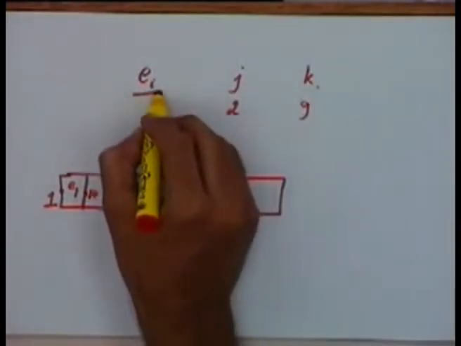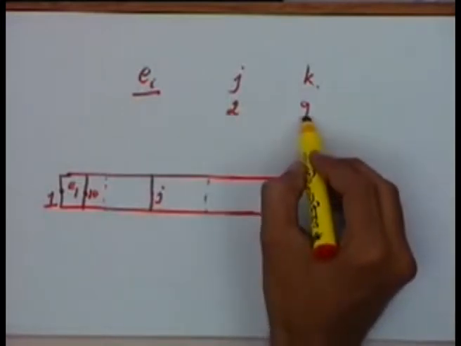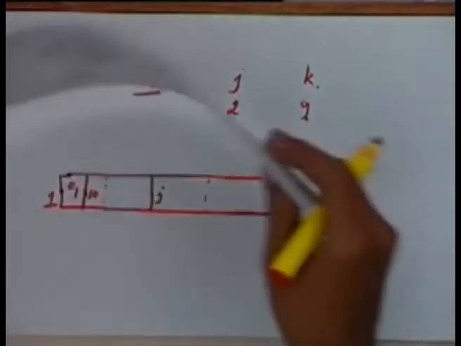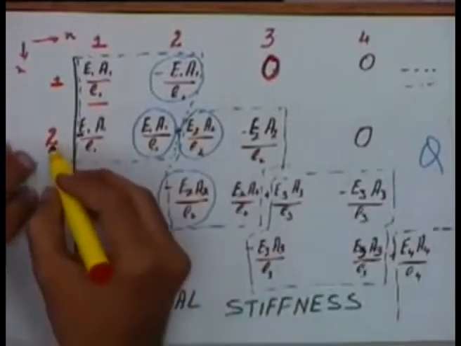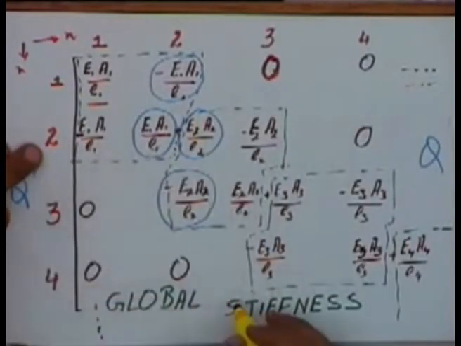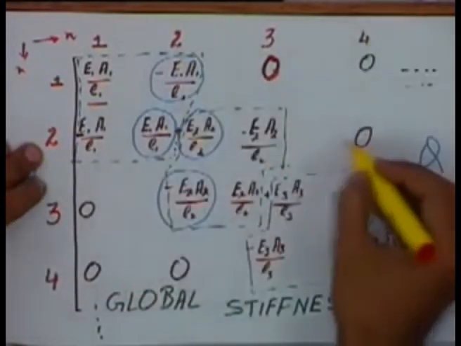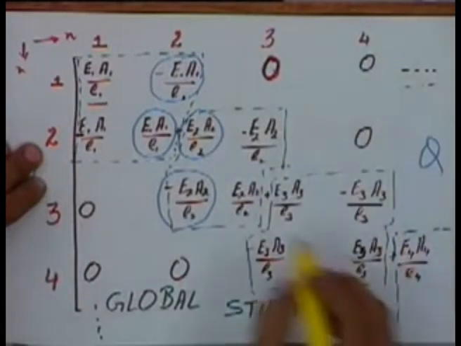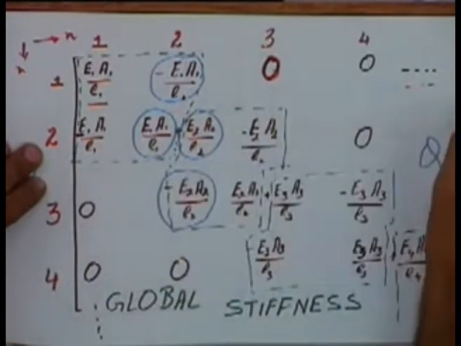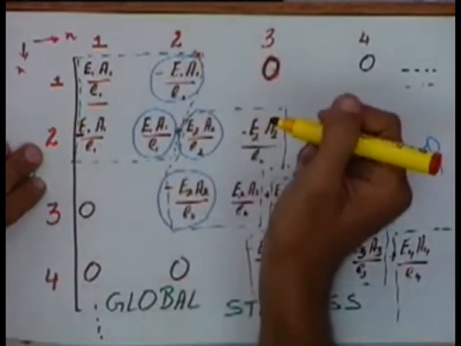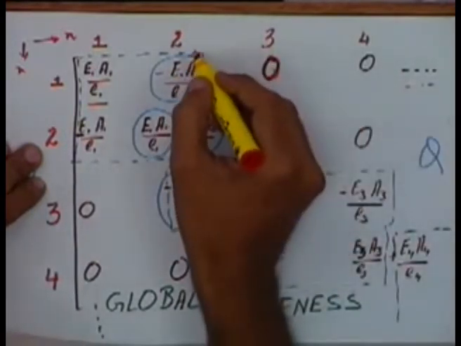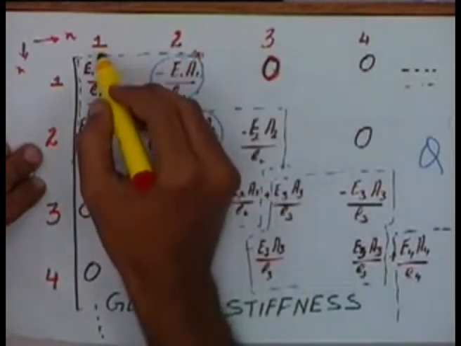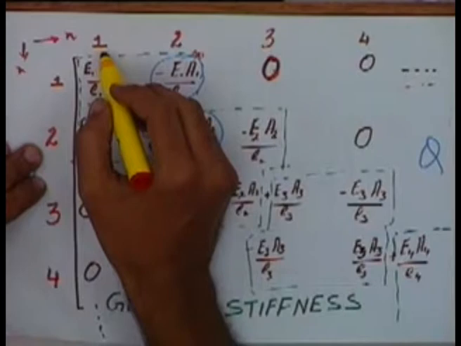Terms for this element will be defined between locations 2 and 9. So if I take the second row and the ninth row, and the second column and the ninth column, I will get a term here and I will get a term in the ninth column. I will not get a term here. I will get a term here only when I have an element between 2 and 1. Is that okay?